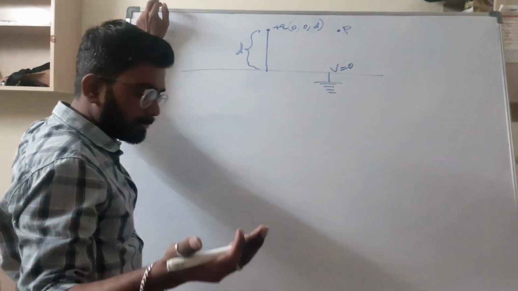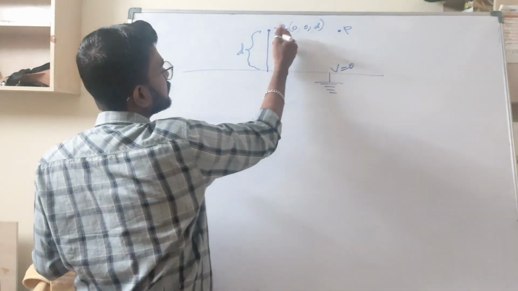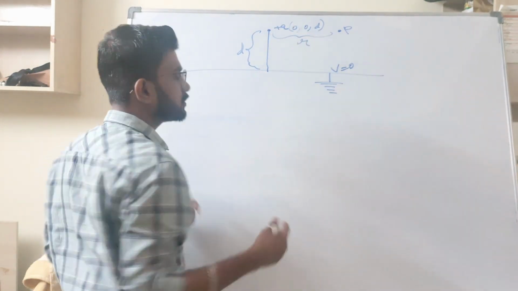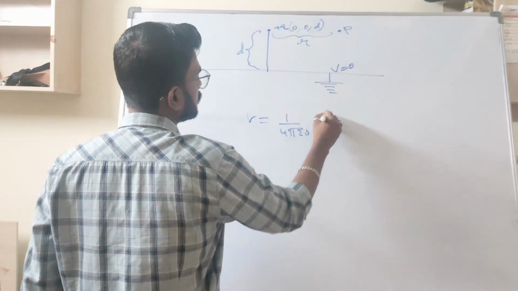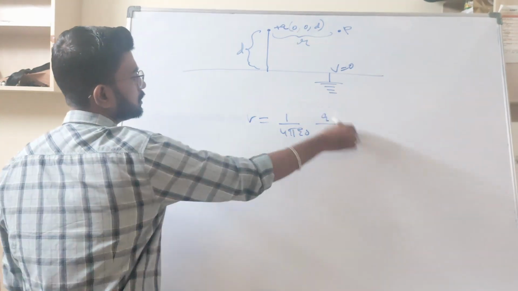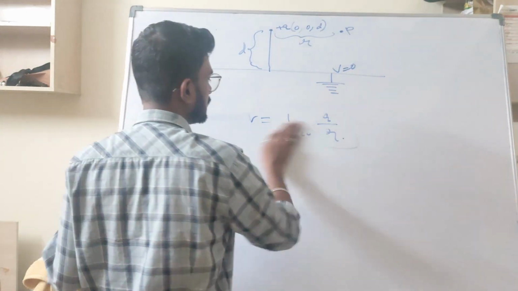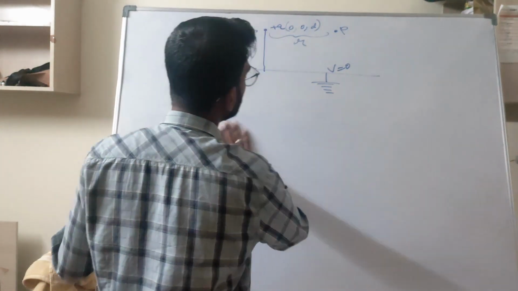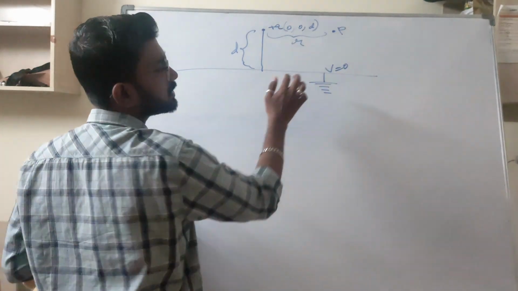So generally you can take it as the distance between this, for example, r. Okay, so simply you write potential V is equal to 1 by 4 pi epsilon naught q by r. You will apply this formula, but it was wrong. If you apply this formula, this was wrong, because I already told you there is a charge induced due to this point charge on this conducting plane.